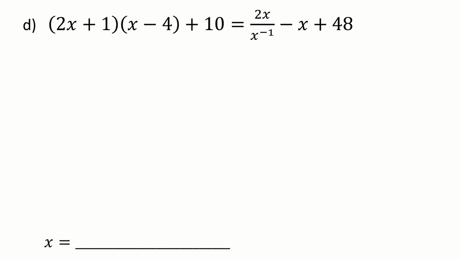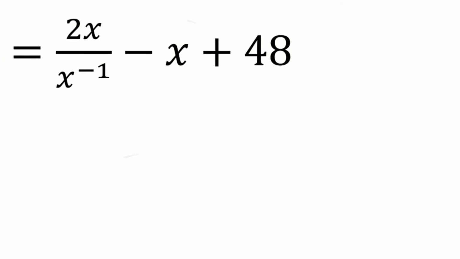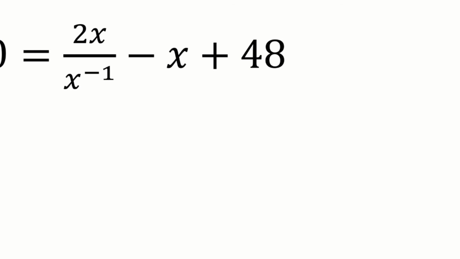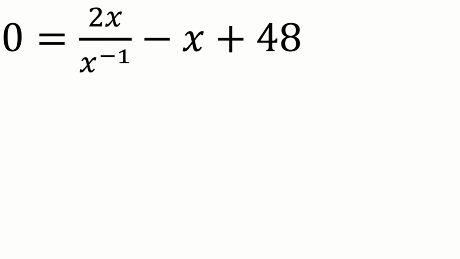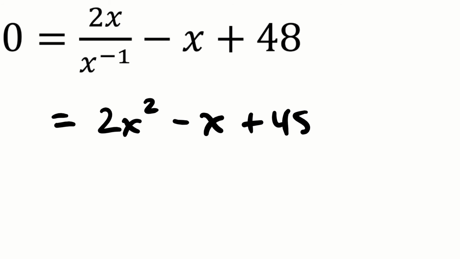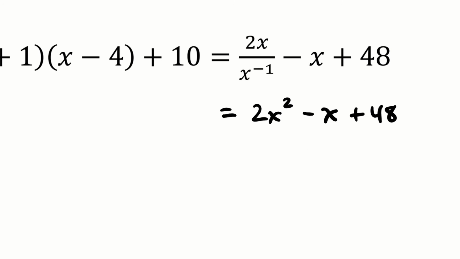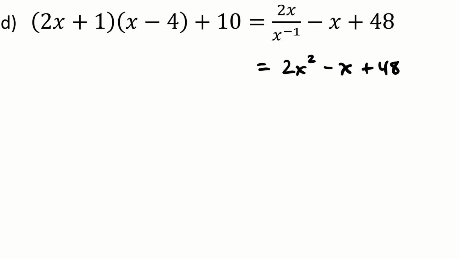So the first thing I'm probably going to do is think about rewriting this first term on the left-hand side. If I multiply both the numerator and denominator by a factor of x, the numerator is going to become 2x squared, and the denominator is just going to become the number 1, right? x to the negative 1 times x to the first, minus an x, and then plus the number 48. So that's my right hand side. On the left hand side, there is a binomial here. I've got 2x plus 1 times x minus 4.